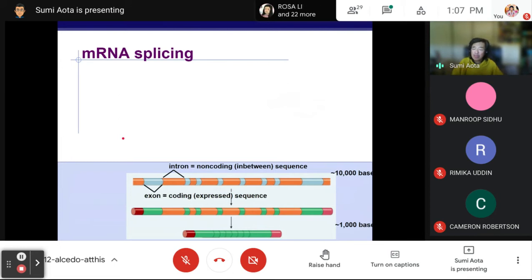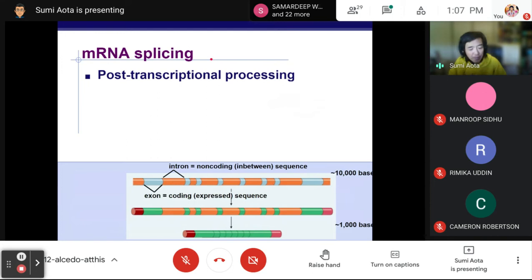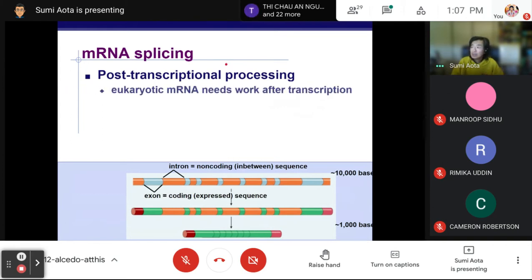So there's a technique that eukaryotic cells do called mRNA splicing. It's part of something called post-transcriptional processing. So after you've copied the DNA to RNA, you now have to do a little bit of processing. The eukaryotic mRNA needs work after being made. So here's the original DNA. It's about 10,000 bases in length. When you make the pre-mRNA, it will also be about 10,000 bases in length.